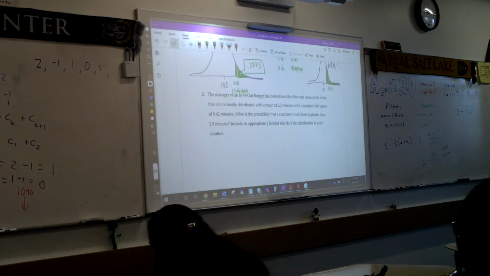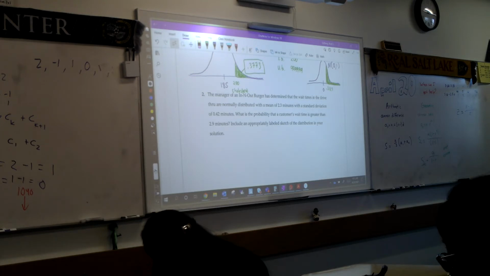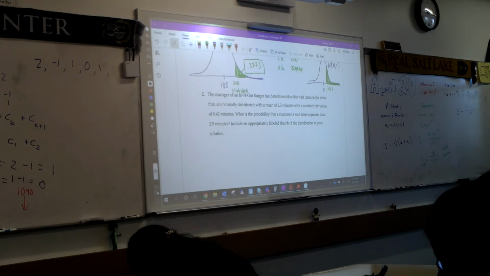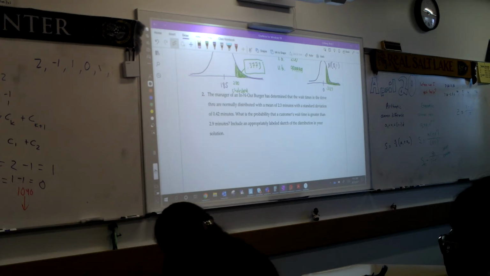Okay? Let's have another reader here. Michelle, do you mind reading that one? The manager of an In-N-Out Burger determined that the wait times in the drive-thru were normally distributed with a mean of 2.3 minutes and a standard deviation of 0.42. What is the probability that a customer's wait time is greater than 2.9 minutes, including an approximate label and sketch of the distribution?